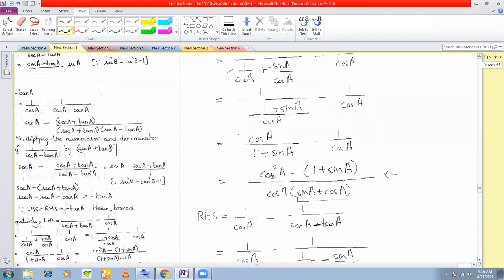And now you can write this as cos A by 1 plus sin A. Now you take the LCM of the two fractions, you will get cos square A minus 1 plus sin A. Now you simplify this also a little. That is, you can write this as, you open the brackets, cos square A minus 1 minus sin A divided by cos A into, this is 1 plus sin A.